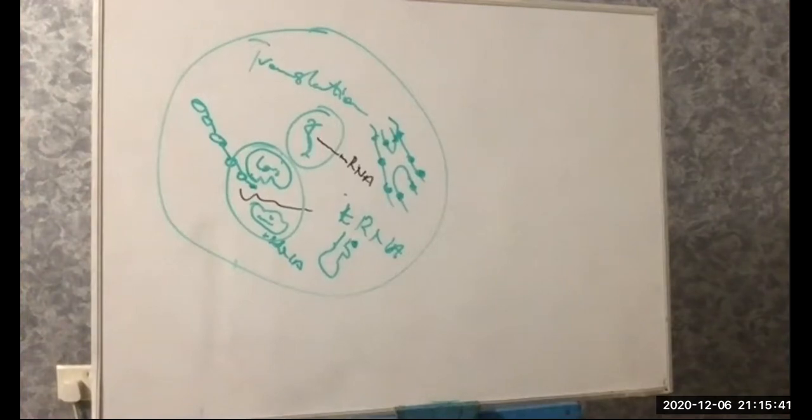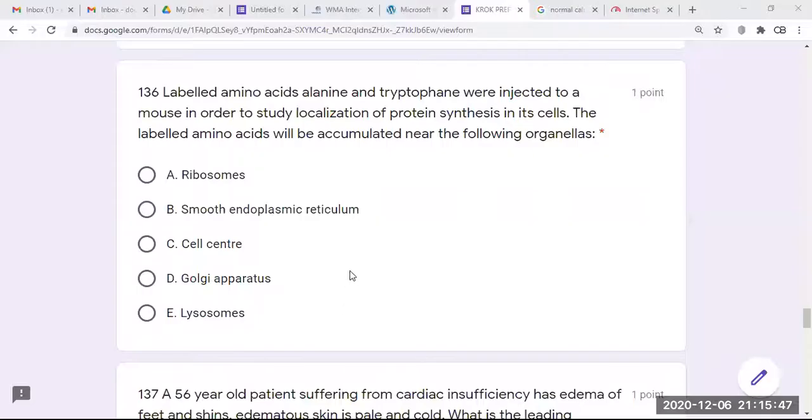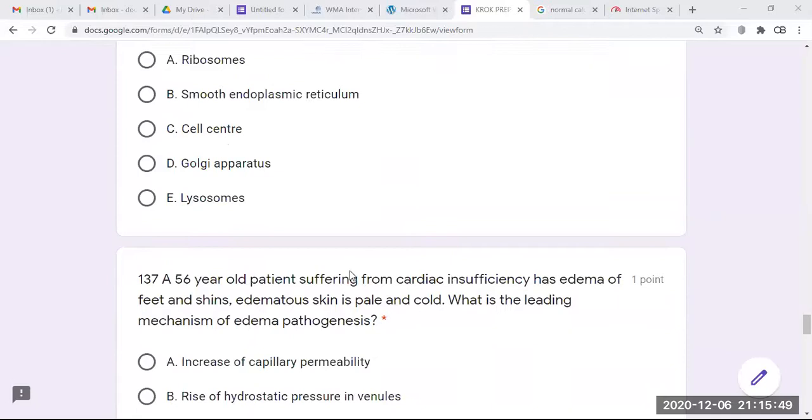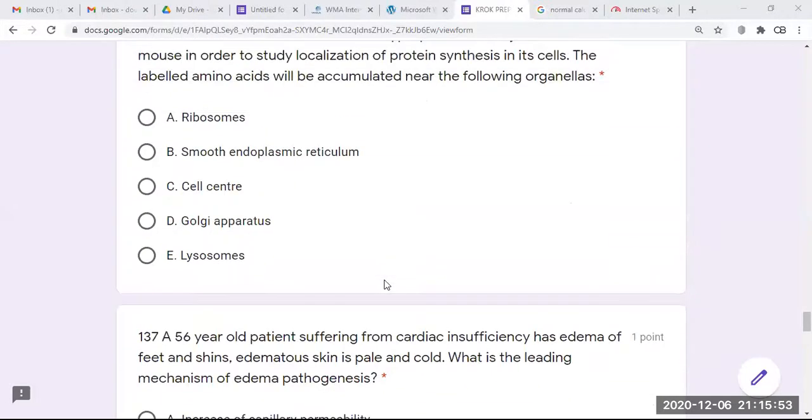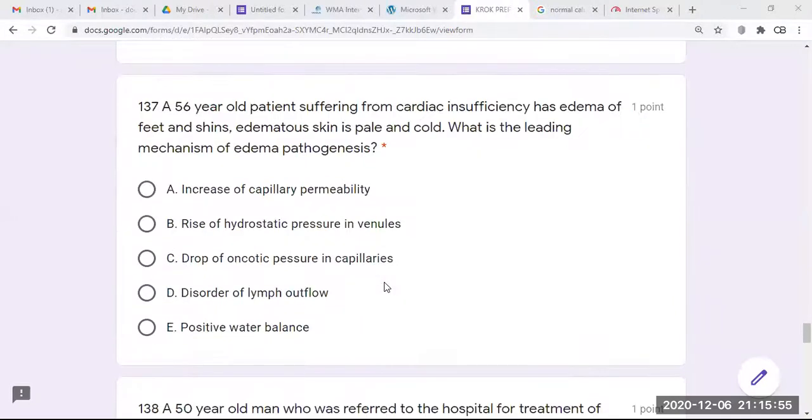Does anybody have any question? Else, let's move on, please. This is just basic stuff. So the answer is going to be ribosomes. So question number 137. Mahawa, can you please read that question for us, and answer it and tell us why.